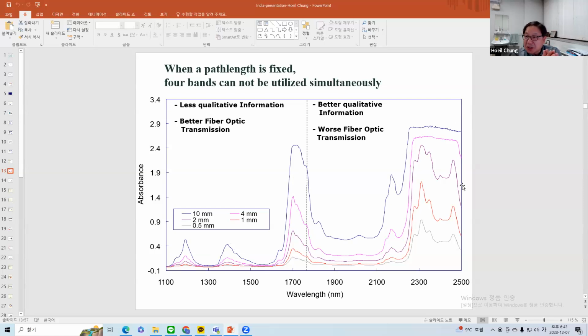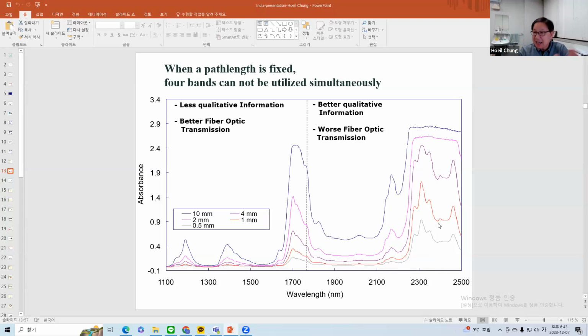You can choose. So for example, if you want to measure the 10 millimeter path length, that means you're trying to use this band. But if you're going to use 0.5 millimeter or 1 millimeter, that means you are trying to focus more on this peak. As I mentioned before, this range is the most sensitive region. So it depends on your sample, or on your goal for the accuracy.